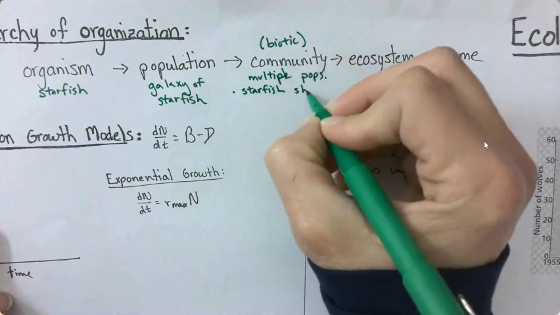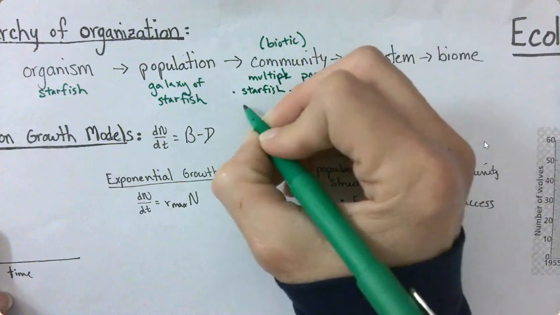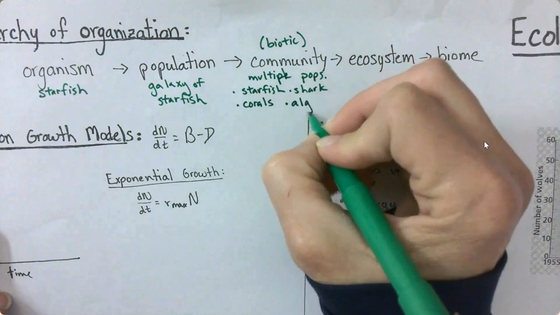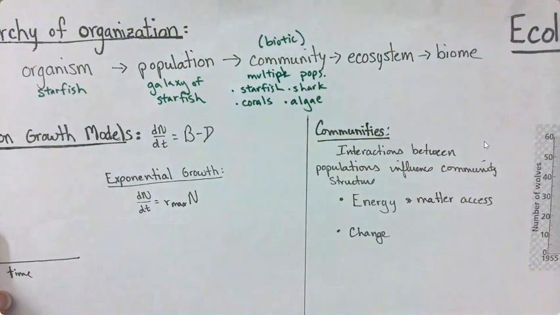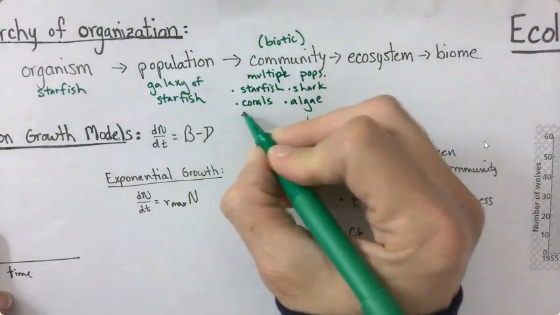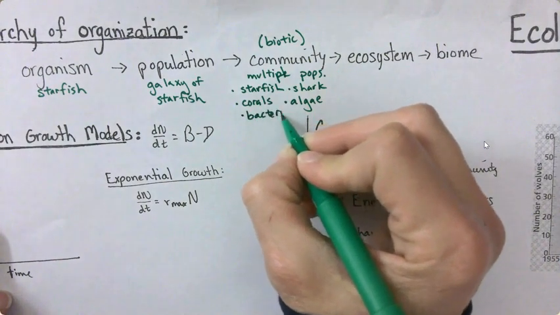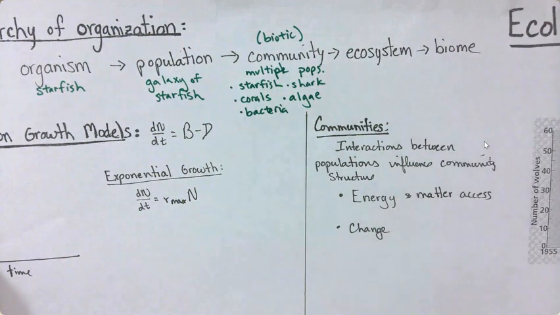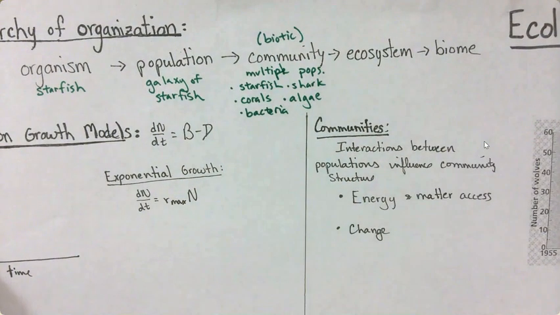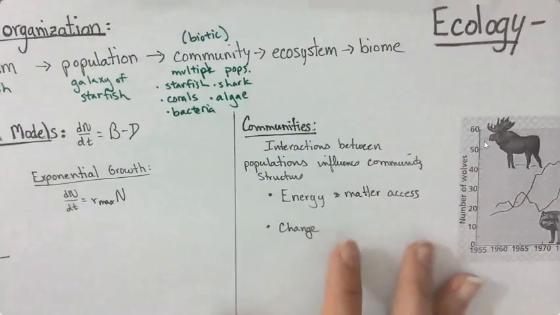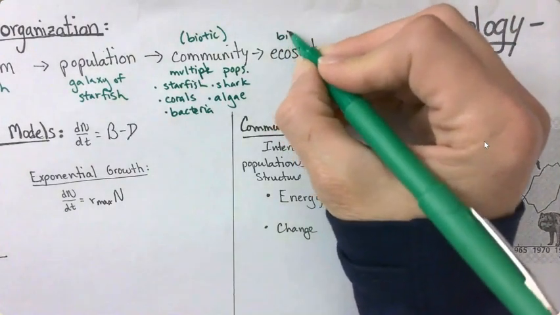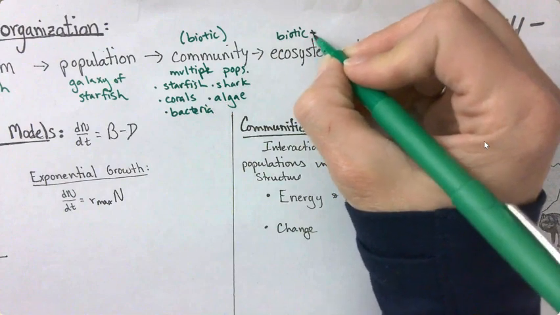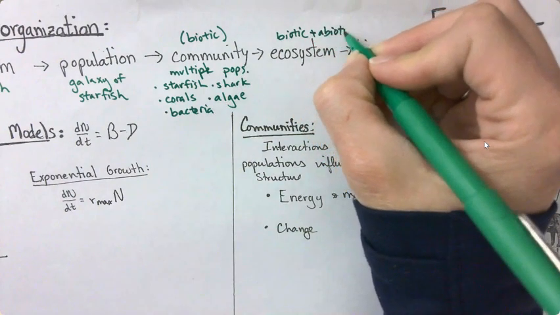You could have your shark. You could have your corals. All of these are living. You could have your algae and other types of things that do photosynthesis. You could have bacteria. These are all part of the community because they're all living. In a forest ecosystem, trees are part of the community because they're living. An ecosystem is a combination of the biotic, the community organisms, and the abiotic, the non-living things.